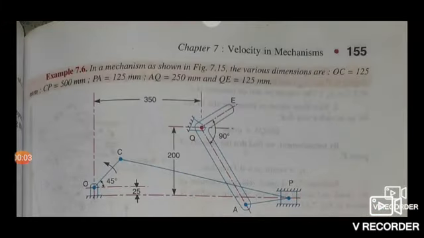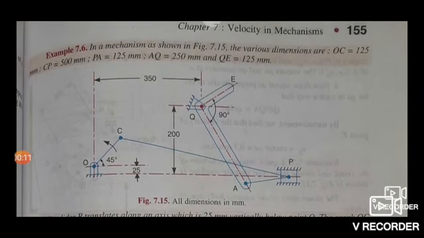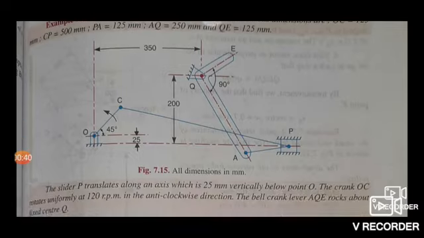Dear students, today we will solve one numerical. In a mechanism as shown in figure 7.15, the various dimensions are OC equal to 125 mm, CP equal to 500 mm, PA equal to 125 mm, AQ equal to 250 mm, and QE equal to 125 mm. These are the dimensions of the mechanism, and this is the arrangement of the mechanism shown in the figure.